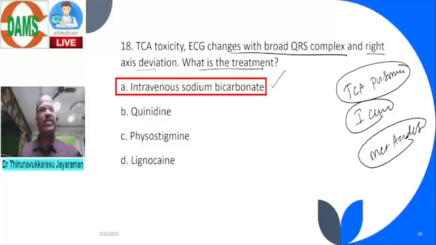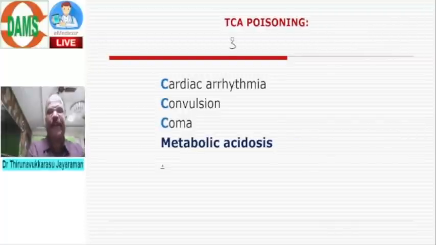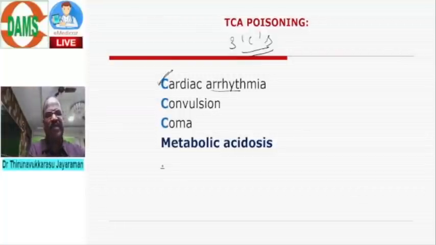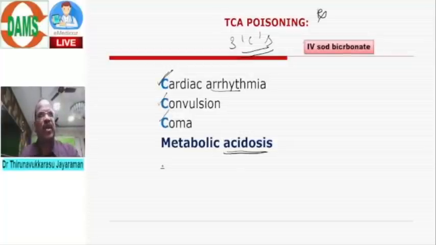Now, look here at what Harrison says and what Goodman and Gilman says. A TCA poisoning patient will have symptoms of the 3Cs. Remember the 3Cs mnemonic: cardiotoxicity in the form of arrhythmias, convulsion, and altered mental status like comatose status. Sometimes they go into metabolic acidosis. So the first treatment should be correction of acidosis by injecting bicarbonate. That's the first choice. Other therapy can be symptomatic.